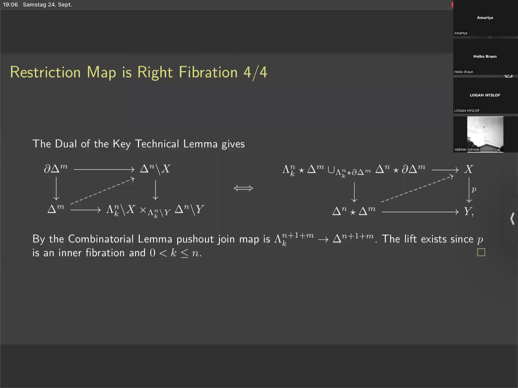the join, the Horn, the k-th n plus 1 plus m Horn. And now it has a lift because 0 is less than k less or equal to n. So this will be an inner Horn. Obviously k is bigger than 0, and it is also smaller than this one because of the plus 1 here, and plus m makes it even bigger. Okay, so we have a lift because P is an inner fibration, and we have proven Joyal's lifting theorem from this.